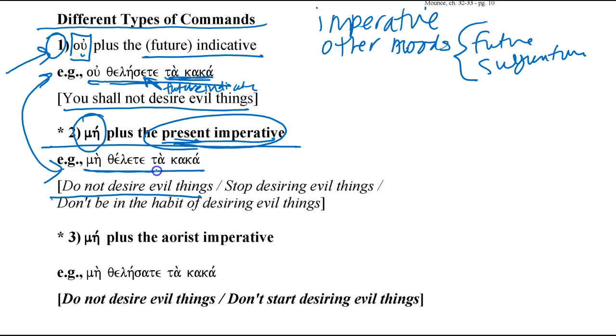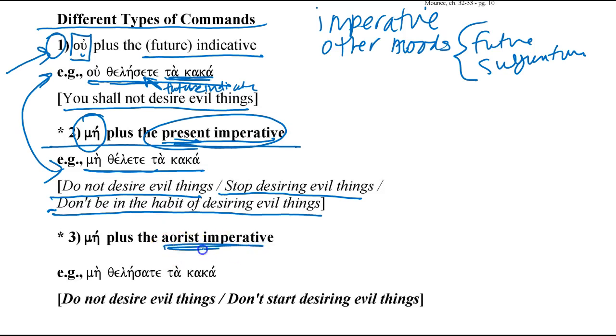So you could translate this also as stop desiring evil things, or another way to get the continuous aspect is don't be in the habit of desiring evil things. These translations reflect the continuous action that's built into the present imperative.